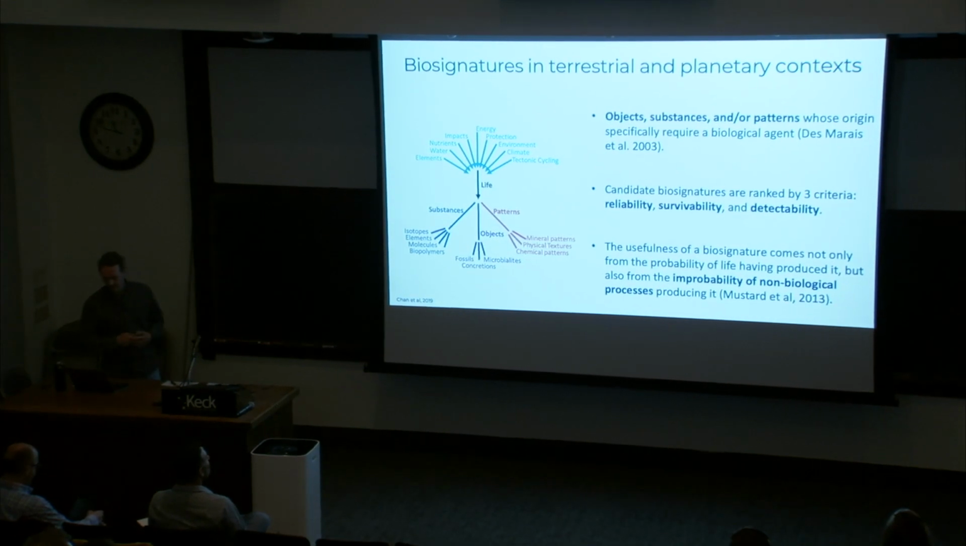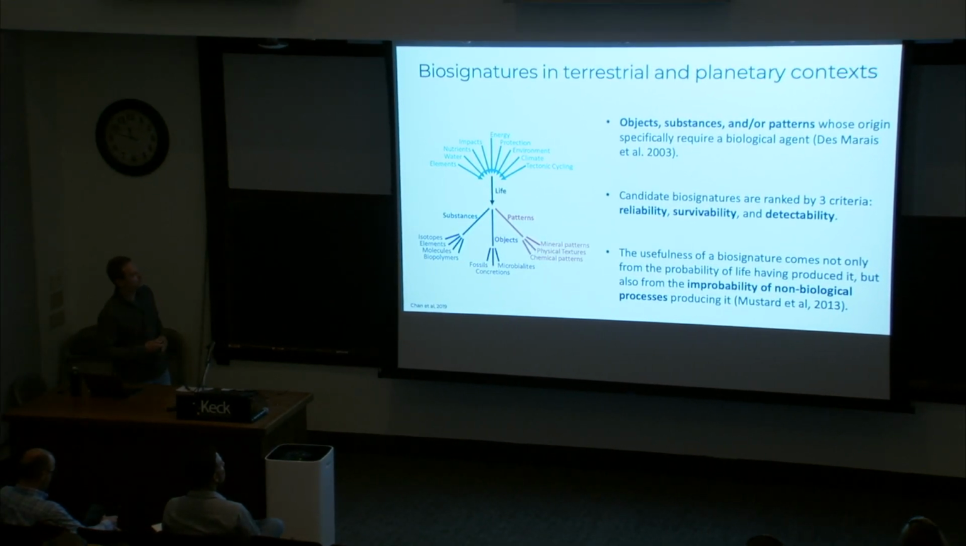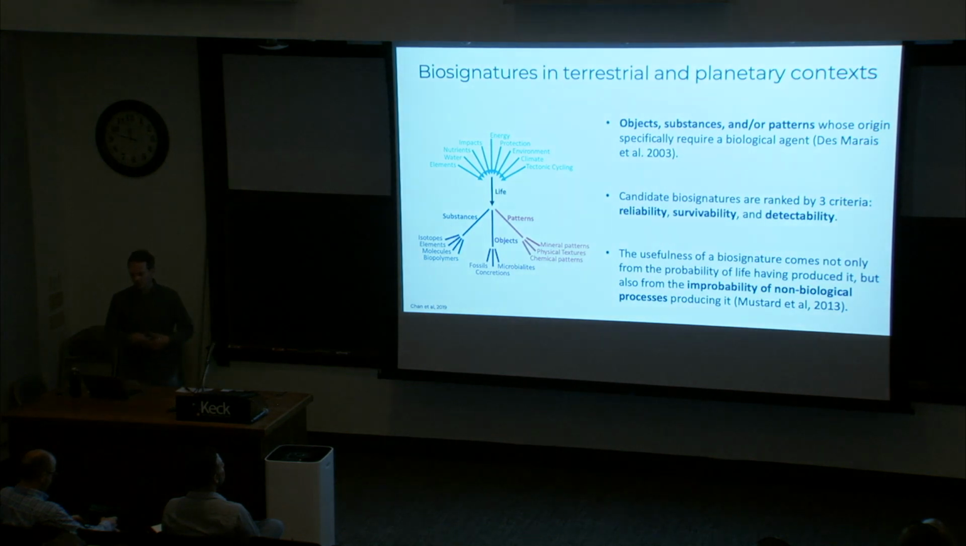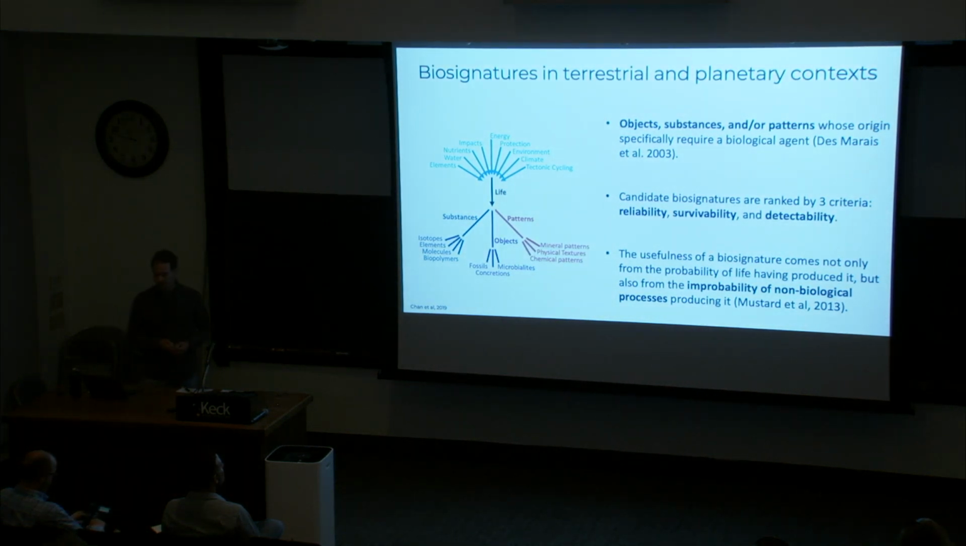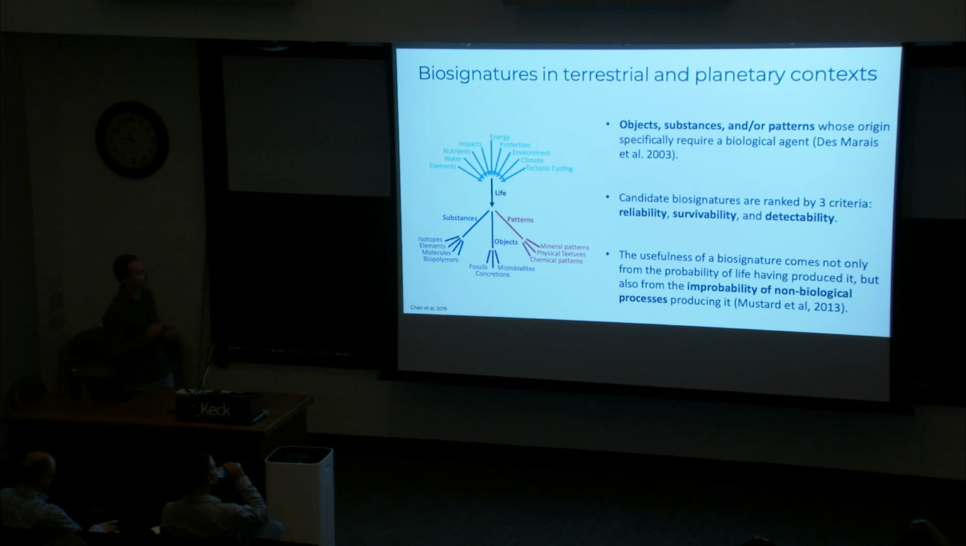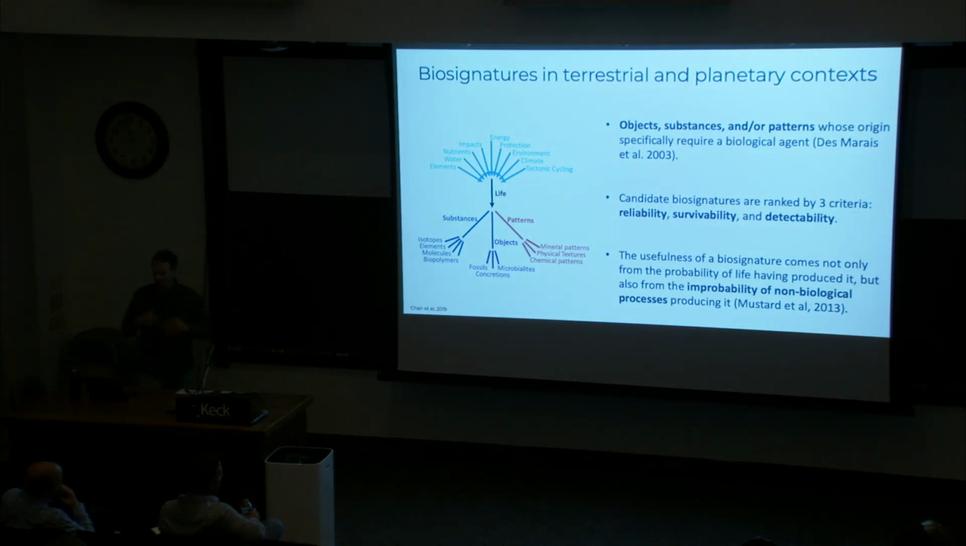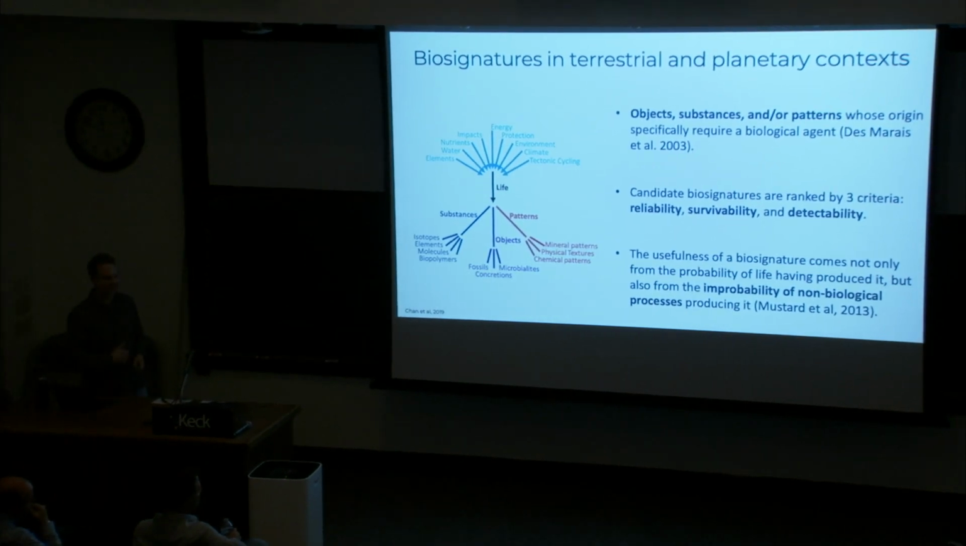Biosignatures can be defined as objects, substances, or patterns whose origin specifically requires a biological agent. Candidate biosignatures can be ranked by three main criteria: reliability, survivability, and of course, in a planetary context, also detectability. Usefulness of a certain biosignature also strongly depends on the improbability of non-biological processes forming these structures. And this brings me directly to false positives.